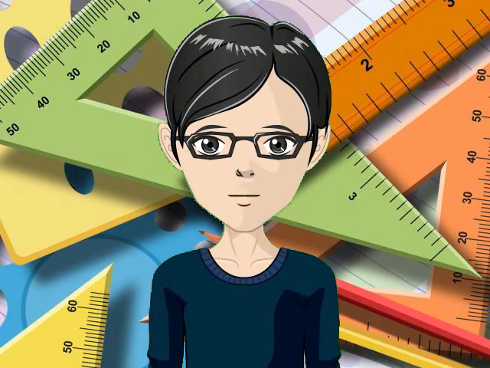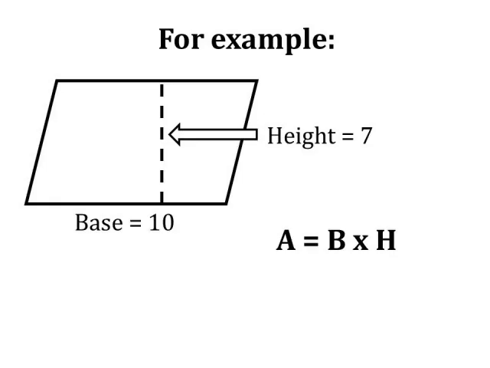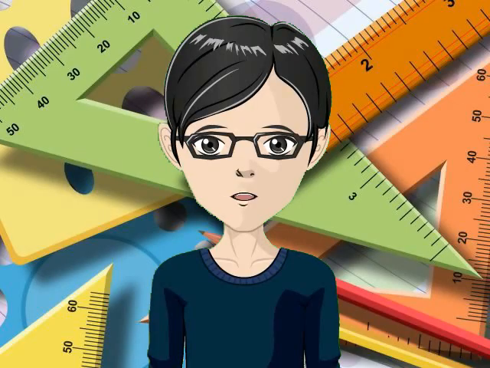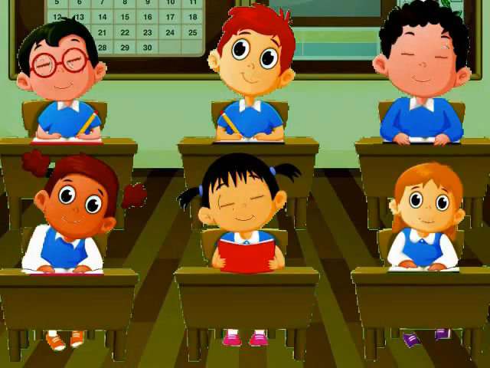Let's see some examples. This parallelogram has a base of 10 and a height of 7. To get the area equals base times height. So area equals 10 times 7. 10 times 7 equals 70. So the area of this parallelogram is 70. Madali lang, di ba? Yes po.